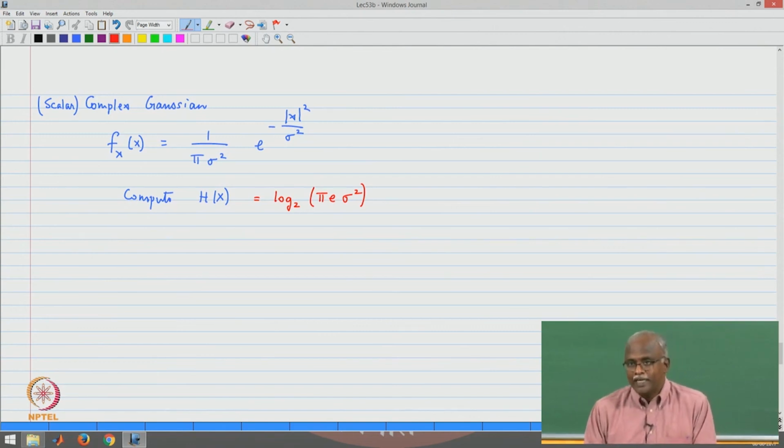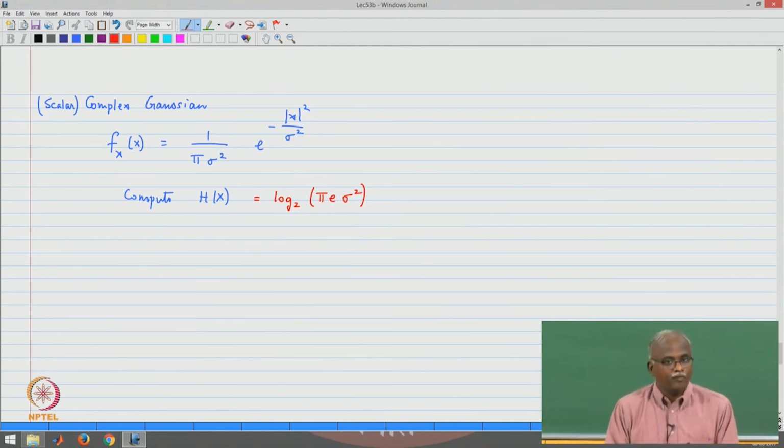We will pick it up from here in the next lecture and build our understanding of entropy, how it will contribute to our understanding of capacity, and also how to estimate the capacity of a MIMO channel.